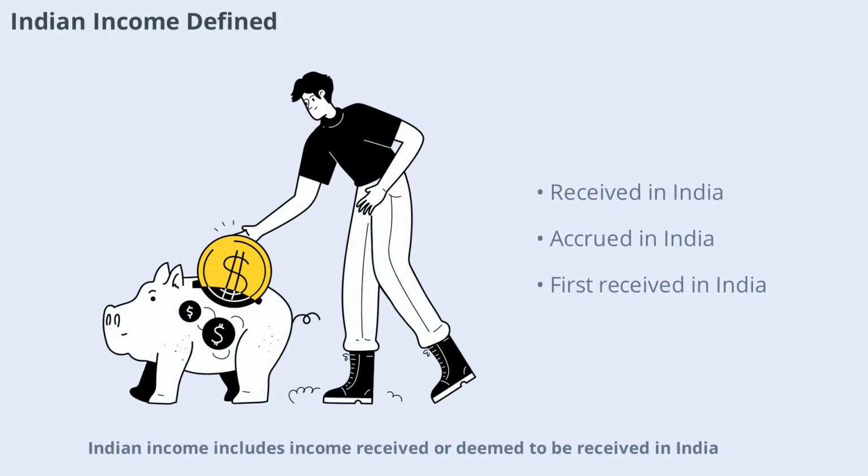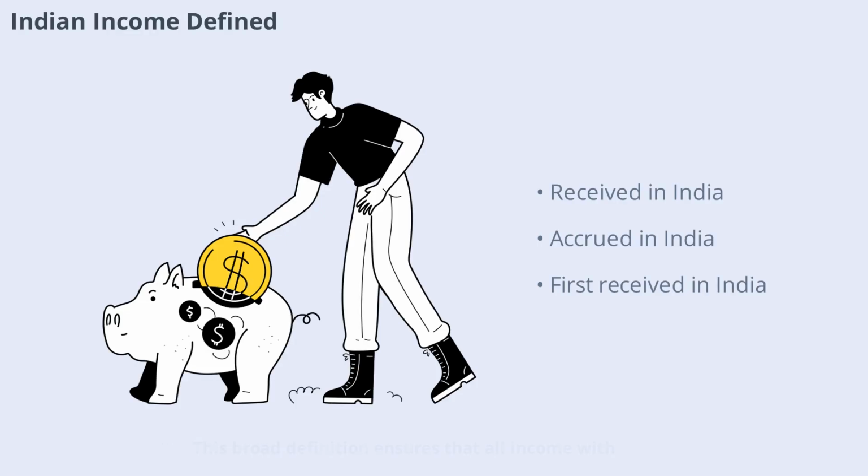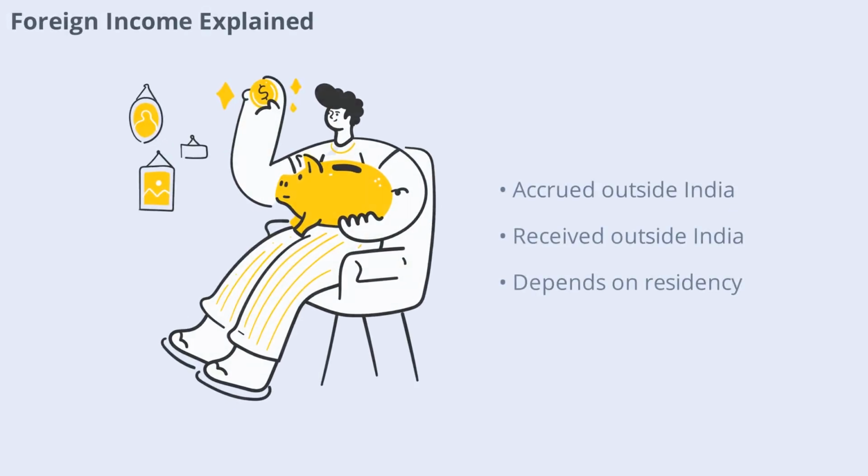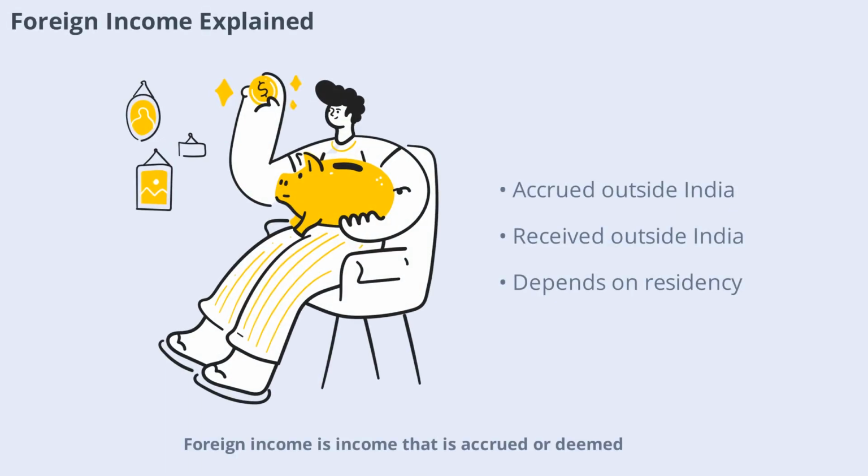Indian income includes income received or deemed to be received in India, income accrued or deemed to be accrued in India, and income accrued outside India but first received in India. This broad definition ensures that all income with a connection to India is considered for taxation. Foreign income is income that is accrued or deemed to be accrued outside India and received outside India. It also includes income from a business or profession controlled from India but earned abroad. The taxability of foreign income depends on your residential status.